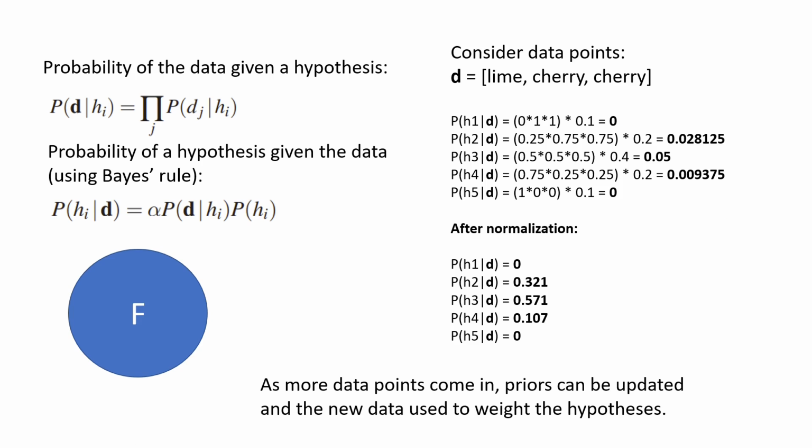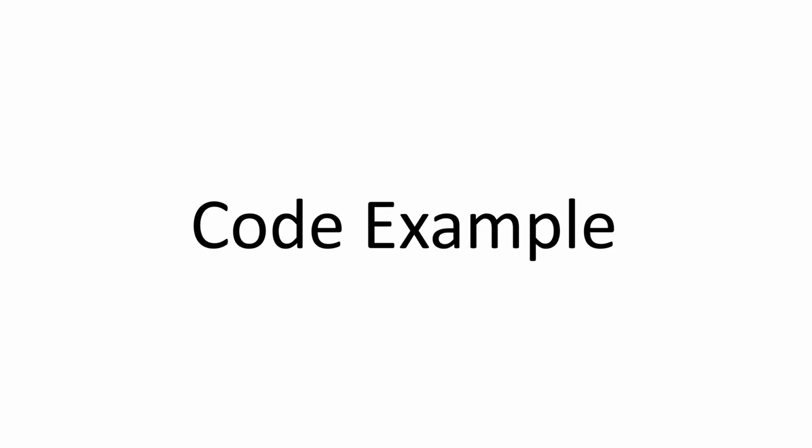Then H2 and H4 actually had the same prior, but H2 comes out ahead because we observed more cherry data points. So as more and more data points come in, the priors can be updated for each of these hypotheses, and the new data can be used to weight them until it converges to the most accurate hypothesis. And we're going to see a code example of this.